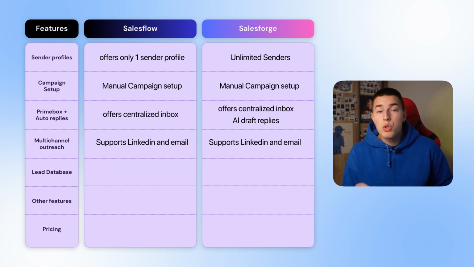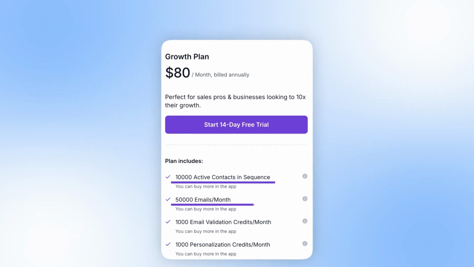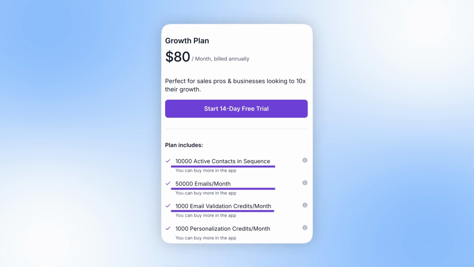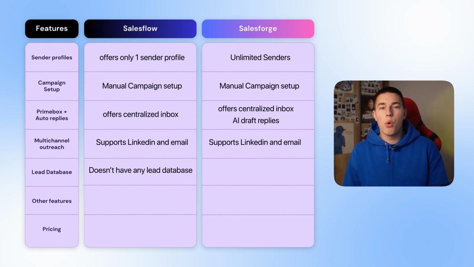Both platforms support LinkedIn and email, which is essential for multi-channel outreach. But Salesforge includes more right out of the box. 10,000 active contacts, up to 50,000 cold emails sent, 1,000 personalization and validation credits, and premium mailbox warm-up. With Salesflow, you don't get the same level of built-in resources. Also, Salesflow doesn't include a lead database. You'll need another tool to find and import leads.